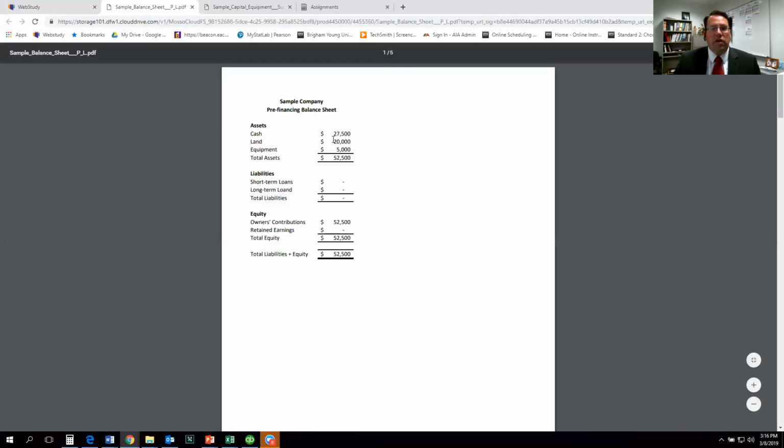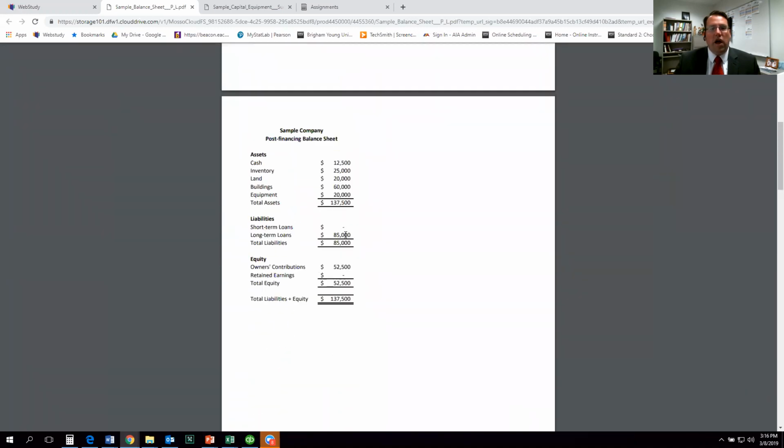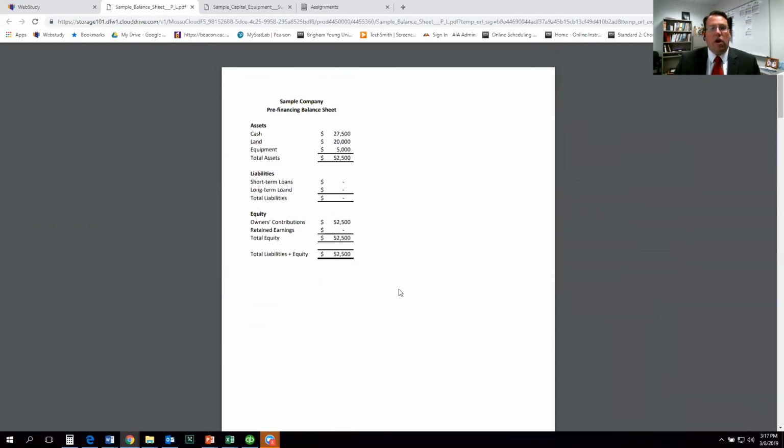So here's a pre-financing balance sheet. It has your assets, your liabilities, and your equity. And then a post-financing balance sheet just shows how you would use the money. So here you can see this company borrowed $85,000, and they used that $85,000 plus some of their cash to pay for some inventory, to pay for a building, or maybe two. It just says buildings, and then to pay for some equipment. That's really all there is to it: you are demonstrating how you're going to use the money that you're getting through your financing, whether it's borrowing or getting investors.